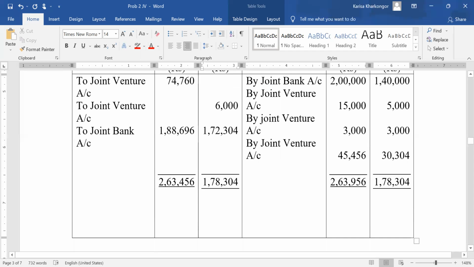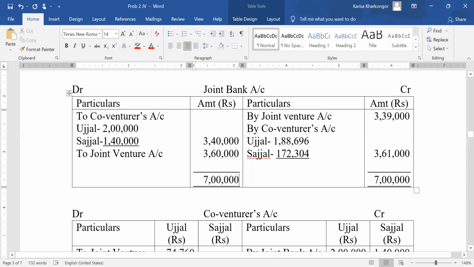So we've come to the end of the problem. This is how you solve problem number 2 for your joint venture, for preparing joint venture account under the first method, when separate set of books are kept by the venturers.